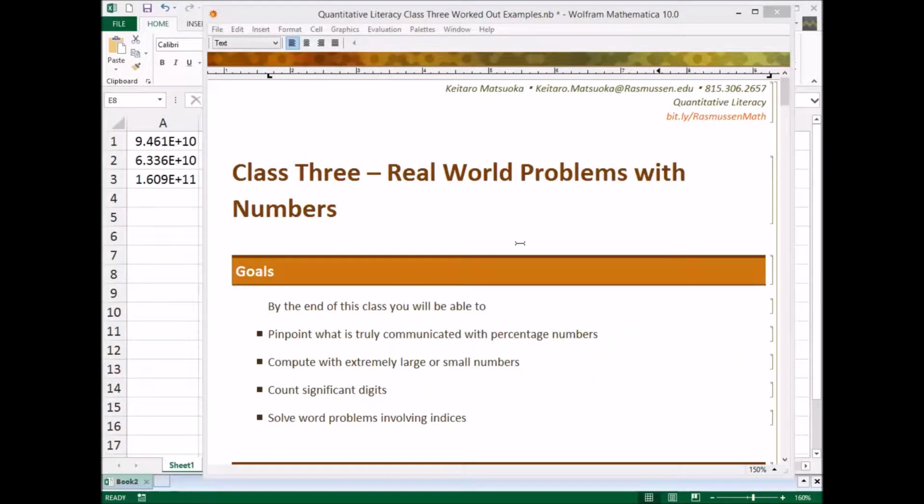Welcome to Module 3. Module 3 is about real-world problems with numbers. So I'll illustrate those problems using some examples.